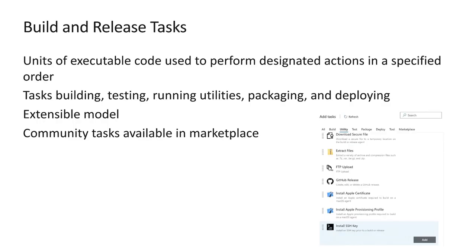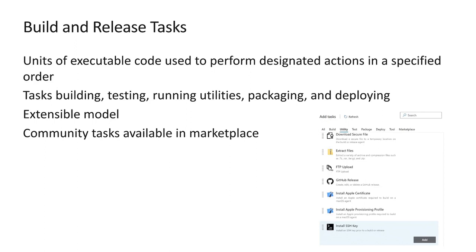This is called your build and release task. So you have a list of executable code as part of your pipelines, and you can add multiple testing, utilities, packaging, deployments, and other areas. You just need to click on add task, and there you can see the list of all the tasks available. Certain tasks are for build, certain tasks are for utility, for test, for packaging and deploying, and tools as well.